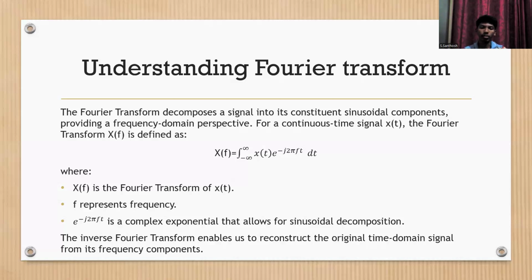The inverse Fourier transform enables us to reconstruct the original time domain signal from its frequency components. As we have a Fourier transform, we also have an inverse Fourier transform so that we can recover back the time domain representation of the signal to do a respective study according to the time domain specifications also.